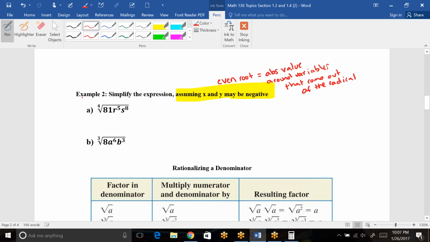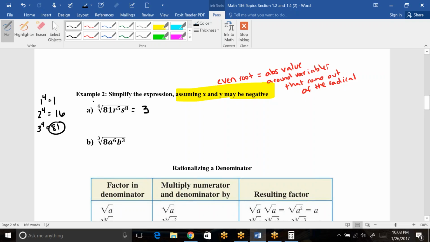Okay, so notice this first one is an even root. So let's first of all think about the fourth root of 81, r to the fifth, and s to the eighth. Okay, so think about fourth roots. 1 to the fourth is 1, and you can use your calculator. 2 to the fourth is 2 times 2 times 2 times 2, that's 16. 3 to the fourth is 3 squared times 3 squared, which is 9 times 9, so that's 81. So actually, this guy is a perfect fourth, and his root is 3. So that's just going to come out as a 3. Because that was never negative to begin with, we don't need to worry about an absolute value on that.